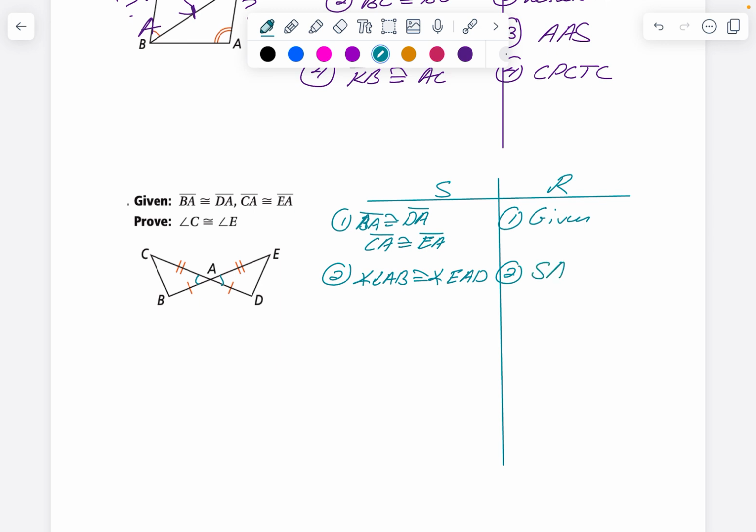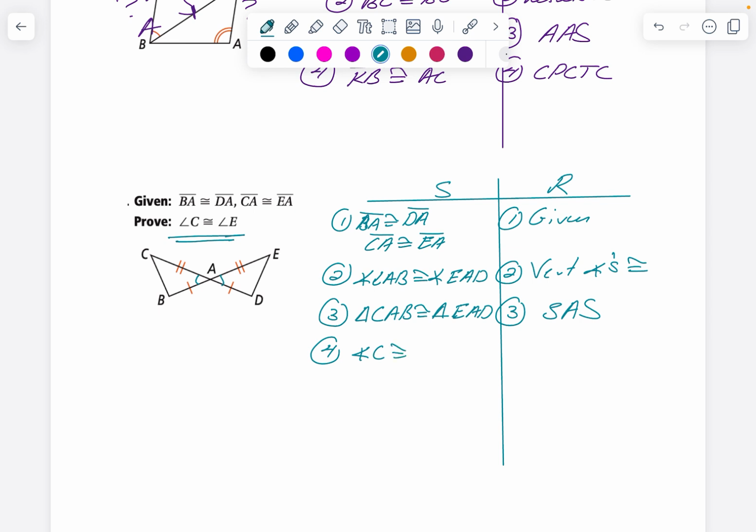And that is, what am I saying? Vertical angles congruent. I'm getting ahead of myself. Vertical angles congruent. Now I have enough to say that the triangles are congruent. So I'm going to use those same order. Triangle CAB congruent to triangle EAD, again matching up those corresponding parts, and this is side, angle, side. Notice what we need to prove is that angle C congruent to angle E, and we can say that now because the triangles are congruent, corresponding parts of congruent triangles are congruent, and we're done.